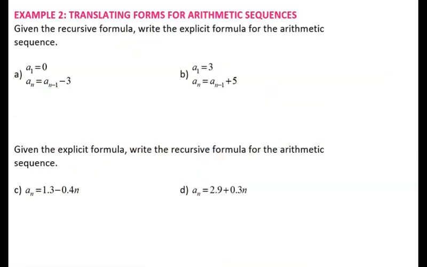The next thing that we're doing is switching back and forth between the different forms. So starting with a recursive formula and then changing it to an explicit formula and vice versa. So we need to be able to recognize which formula is which. Your recursive formula is always set up in two parts. So for A and B, both of those are written recursively. So we'll go ahead and label this.